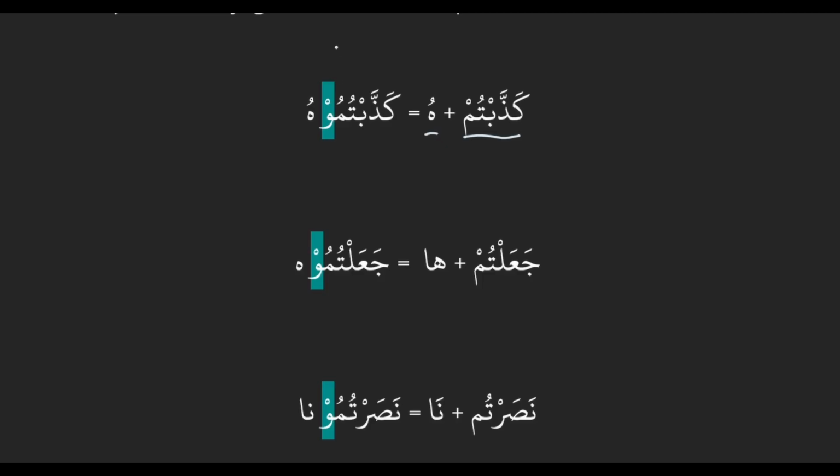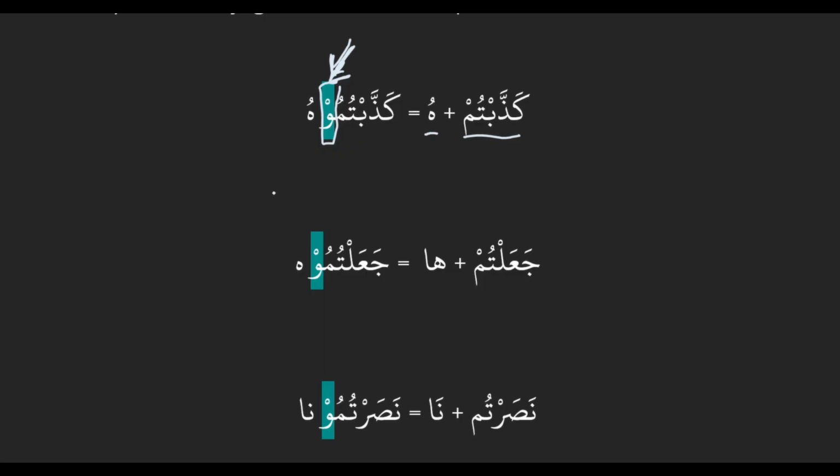What did we add here? A waw. So that's our rule. When you have the tum form plus an attached pronoun, you add a waw in between them. And why do the Arabs do that? Just to make it sound smoother. Because kadhabtumhu just didn't sound good to the Arabs. So instead of saying kadhabtumhu, they say kadhabtumuhu. Is that clear?